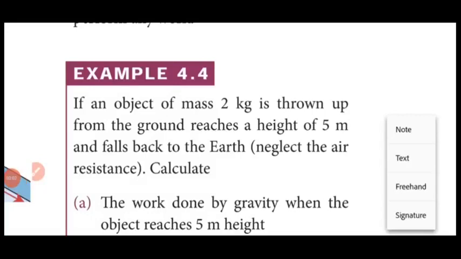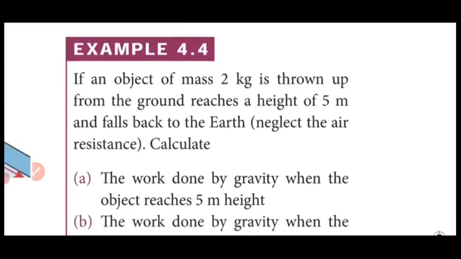Good morning, students. Today we are going to see the continuation of the problems in Unit 4. Next is the 4.4 example problem. An object of mass 2 kg is thrown up from the ground, reaches a height of 5 meters, and falls back to the earth, neglecting air resistance.